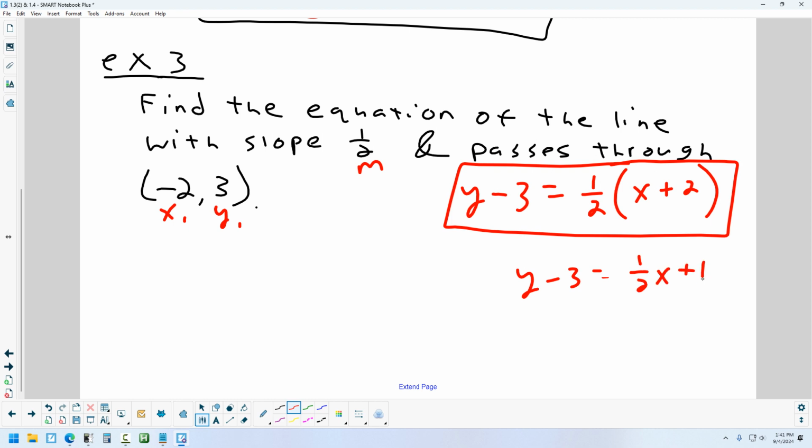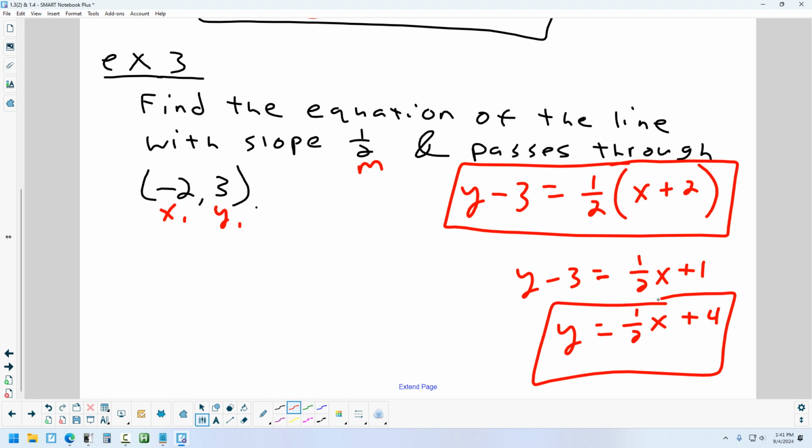Just like that. And what else? Combine like terms. What would you have to do to get that in y equals mx plus b? You do minus 3 on both sides, or sorry, plus 3 on both sides. So that's exactly the same answer as up above. It's just arranged in a different way.